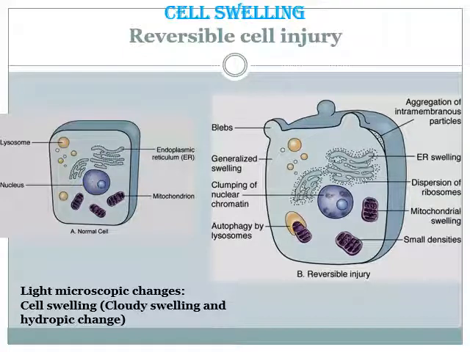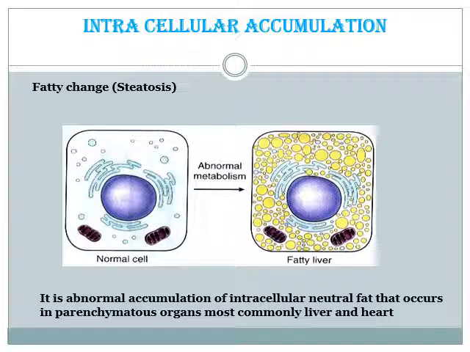Here we can see a normal cell and reversible cell injury. In reversible cell injury, there is swelling of the endoplasmic reticulum, mitochondrial swelling, dispersion of ribosomes, generalized swelling, clumping of nuclear chromatin, and so on. So, intracellular accumulation. Here is a fatty change. It is abnormal accumulation of intracellular neutral fat that occurs in parenchymatous organs, most commonly liver and heart. Here we can see a normal cell and a cell of a fatty liver. After abnormal metabolism, there is accumulation of neutral fat in fatty liver.